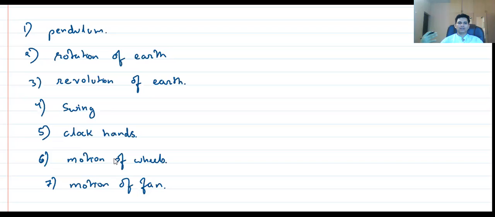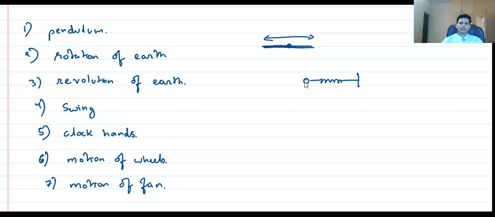Now think about it. Can I say that periodic motion should be curvilinear? Is it necessary that periodic motion should be curvilinear? No, right? Because suppose someone is moving to and fro in a straight line, then it is also periodic motion. Yes or no? For example, your spring. I hope all of you have played with a spring.